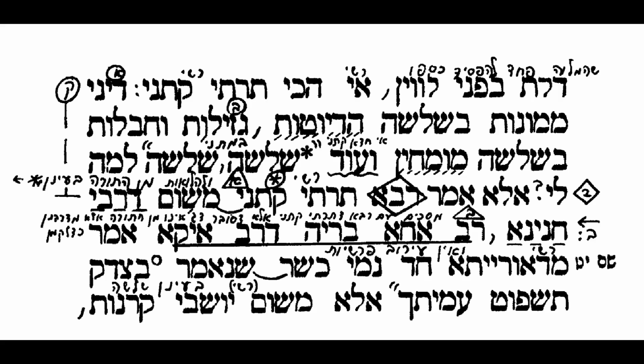Rav Acha Brei de Rav Ika omar, midoraisa, from a Torah standpoint, chad nami kosher, shenemar b'tzedek tishpoit amisecha. This pasuk says that with justice one should judge his fellow man. And how do I see 1 in the pasuk? Because the word tishpot is in the singular. If that be the case, then why is it that on a practical level even Rav Acha agrees you need to have 3? Elo mishum yoshvei kronos.